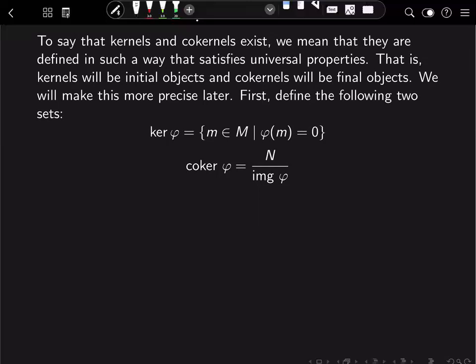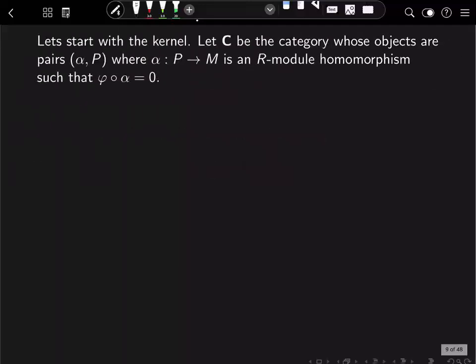So that means that if the cokernel is trivial, this is what we're going to prove, the function is surjective, and equivalently for the kernel. So you could think about them as measures of injectivity and surjectivity. There are other ways to think about them, but that's the way that I like to think about it. So we're going to start with the kernel.